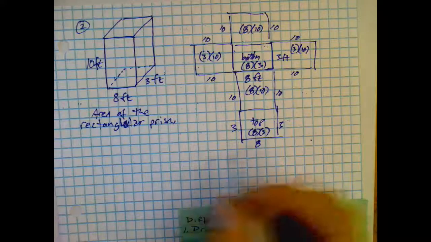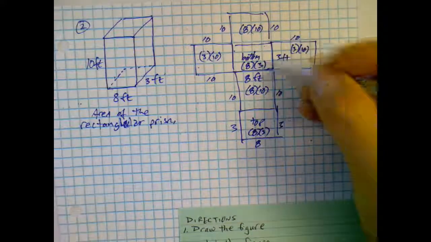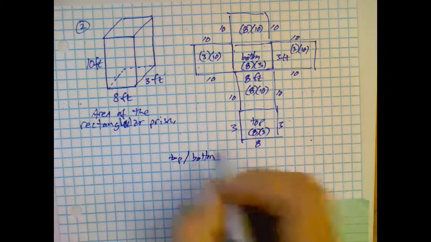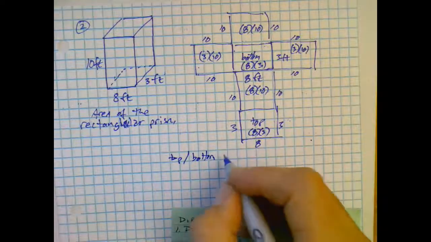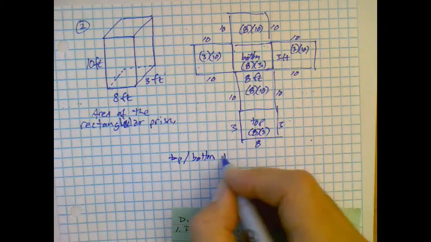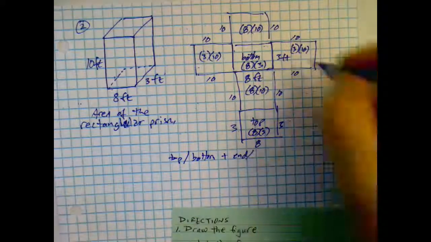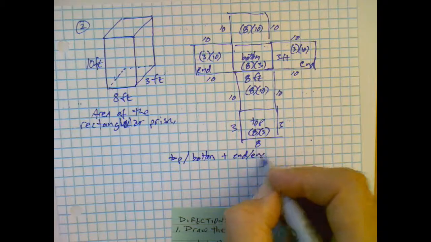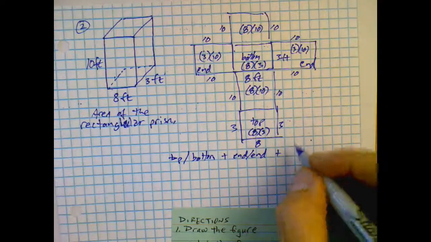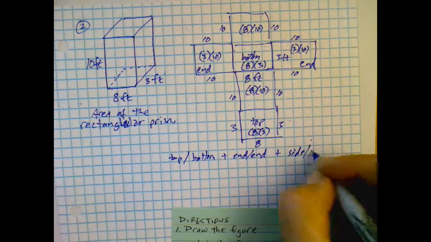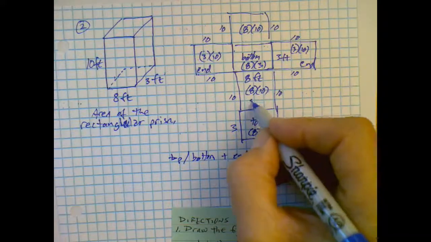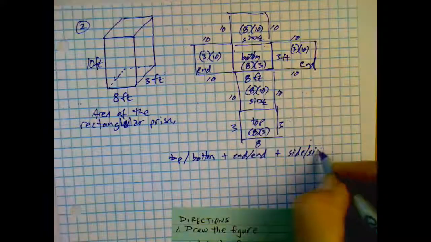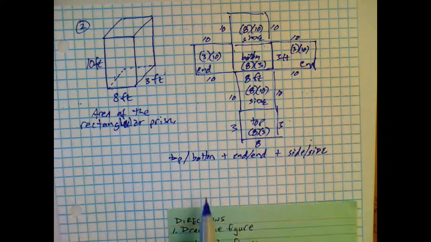These 2 rectangles are the same, my top and my bottom. So I have a top and a bottom. Then I also have 2 ends, so I'm going to add an end and an end. Plus I have 2 sides. I'll call this a side, and I'll call this a side. So now I've written my expression in words.